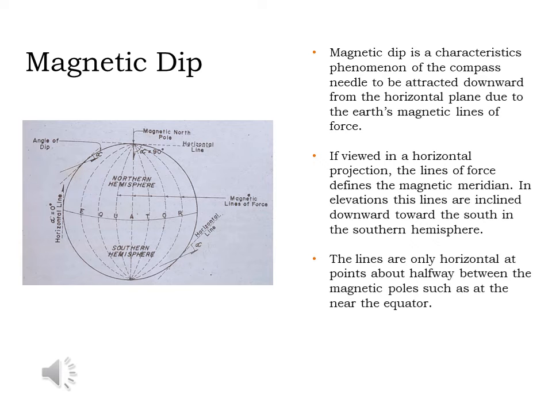Magnetic dip is a characteristic phenomenon of the compass needle to be attracted downward from the horizontal plane due to the Earth's magnetic lines of force. If viewed in a horizontal projection, the line of force defines the magnetic meridian. In elevation, these lines are inclined downward toward the south in the southern hemisphere. The lines are only horizontal at points about halfway between the magnetic poles, such as near the equator.